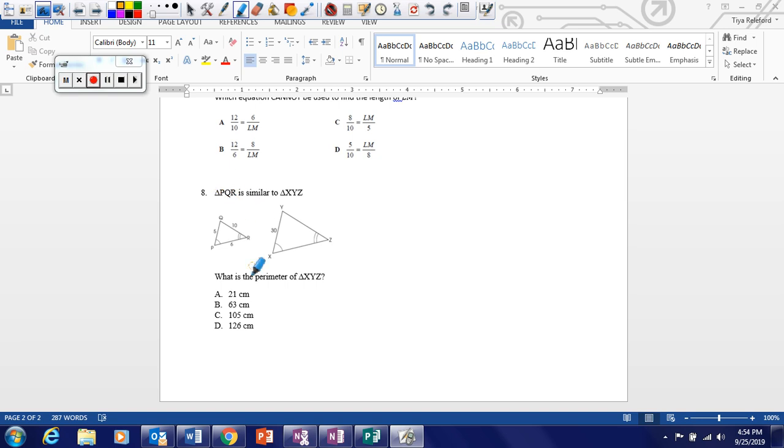Okay, number 8. What is the perimeter? Do you remember how to calculate perimeter? Oh, that's right. So, we don't teach you how to do perimeter in 7th grade. We expect you to remember it from when you were younger. So if you forget, you've got to go back and look it up. The problem with finding the perimeter of XYZ is that I don't have all the sides. So I'm going to have to calculate the sides first and then find the perimeter.